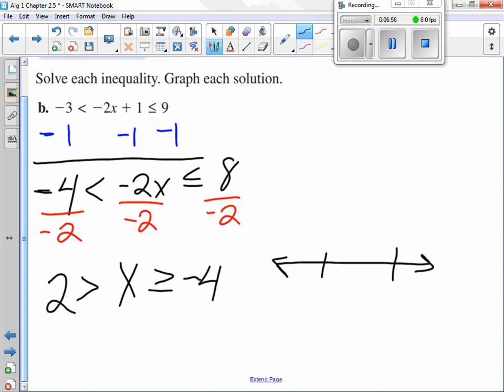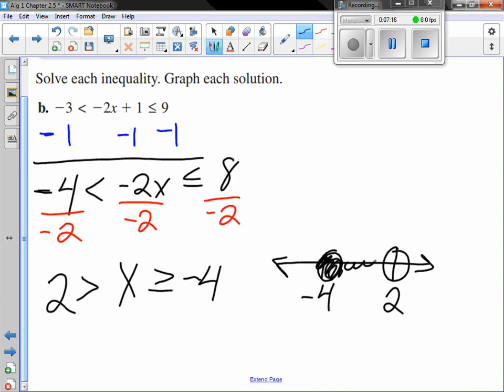So what number would go here? Negative 4. And this would be 2. So one of these is going to be filled in. It would be what? The negative 4, because it has the equal to. And that'd be the only one, and we shade in the middle. So on the homework, it'll be nice, because they will give you the number line already where negative 4 and 2 are set up.